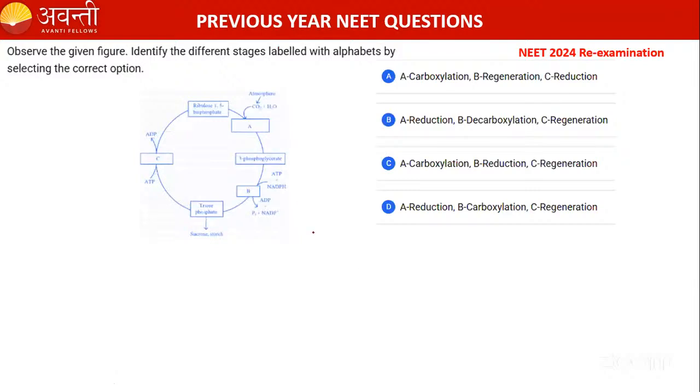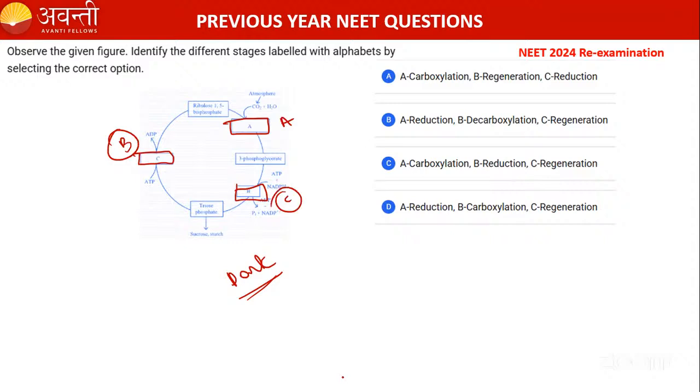Right. Then here is the question, guys. Here you have to see that it is a diagram based question. You have to see this is a dark reaction. So here you have to find the process. Here they have given the processes A, B, and C. Simultaneously you have to see. You all know that three processes are involved: carboxylation, reduction, and regeneration. But what is the order? You have to see the order.